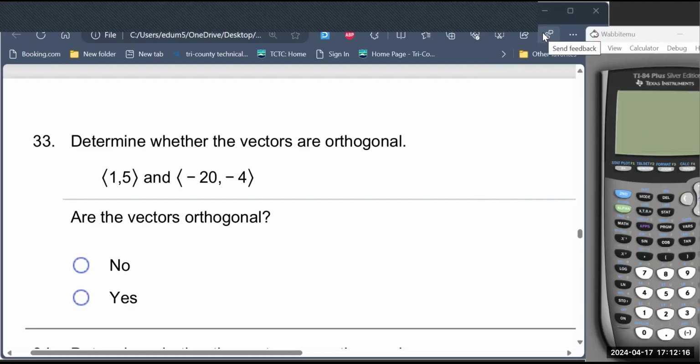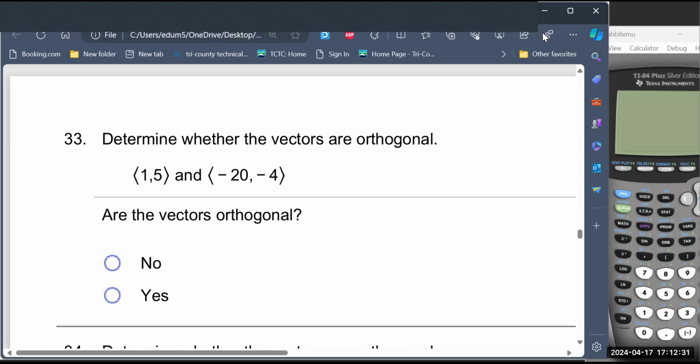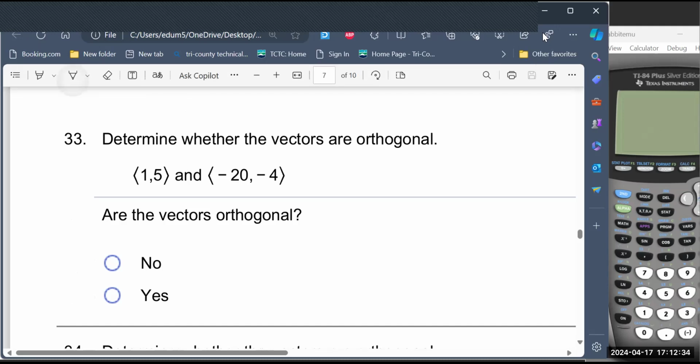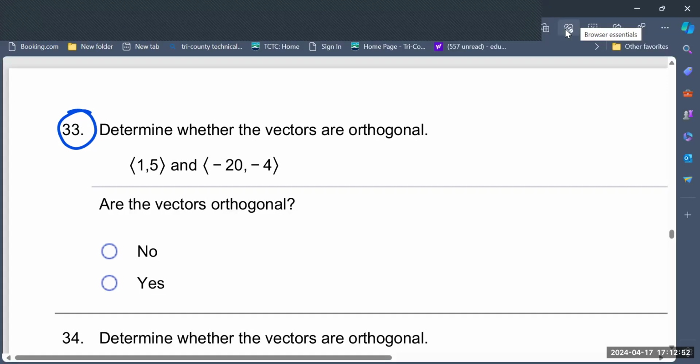Okay, we want to determine if the given vectors are orthogonal. Orthogonal means perpendicular. So we want to see if the given vectors in number 33 are perpendicular. How do we do that? If the dot product of the two vectors comes out to 0, then they are perpendicular. We're going to show more of why we say that, if the dot product is equal to 0.